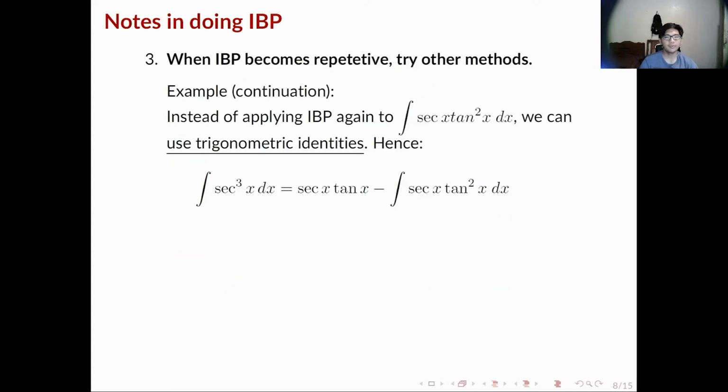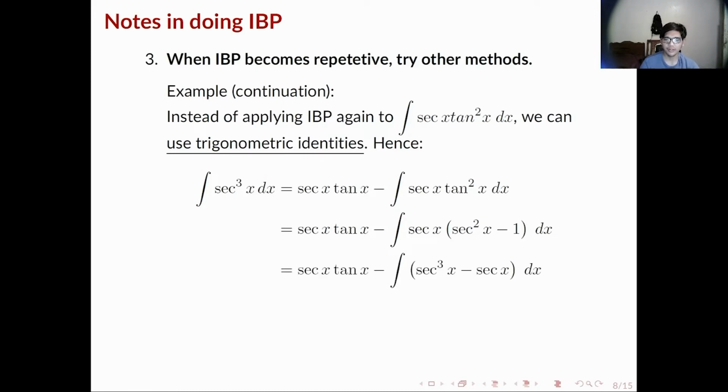So instead of applying IBP again to the integral of secant x tangent squared x dx, we can use trigonometric identities. So bakit di natin gagamitin ang IBP? Because when we use IBP to this equation, we go back to secant cube x dx. So instead, we use trigonometric identities. So we substitute tan squared x with secant squared x minus 1. In simplifying this, we get that the integral of secant cube x dx is equal to secant x tangent x minus the integral of secant cube x minus secant x dx.